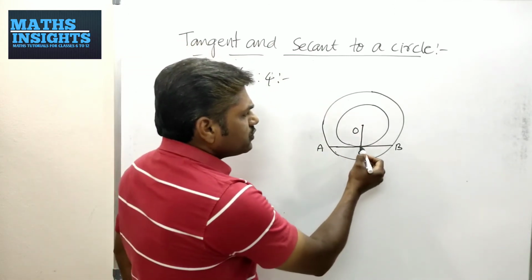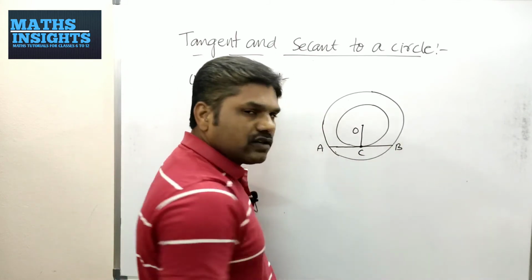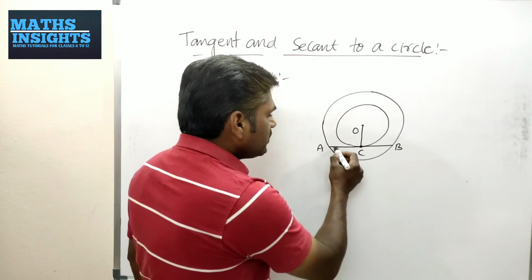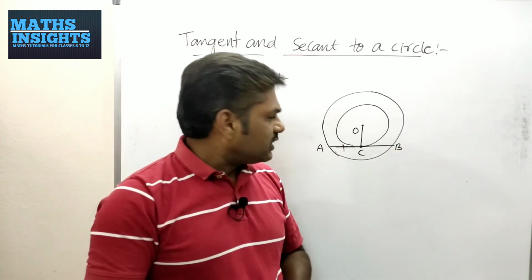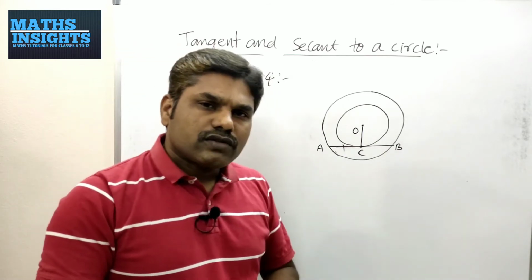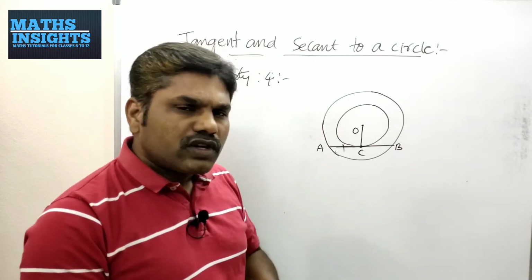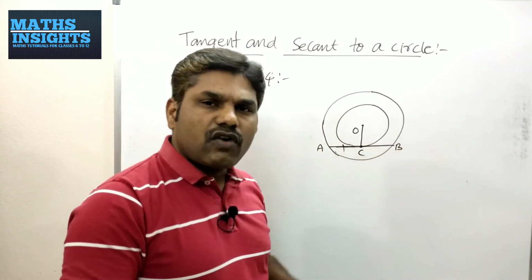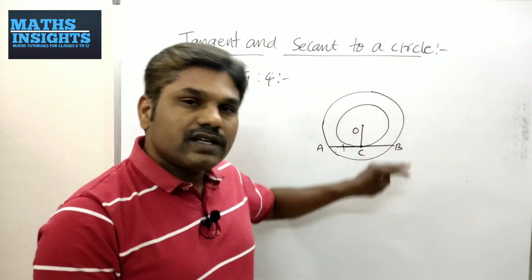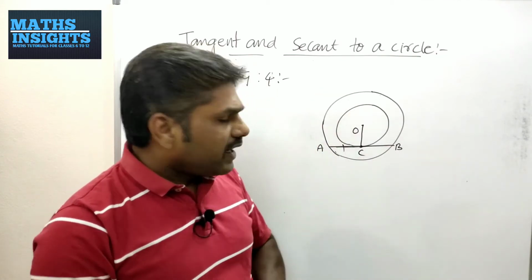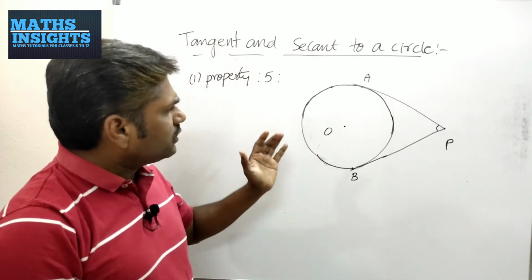Then what I am going to say is, this point C will bisect the chord into two equal halves. That means the length between A and C is equal to the length between C and B. By using this data also, you can frame different types of problems and solve them. You can find the length of this chord, the length of the radius, and the radius of the bigger circle also by using the given data.